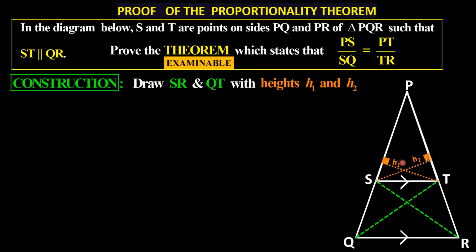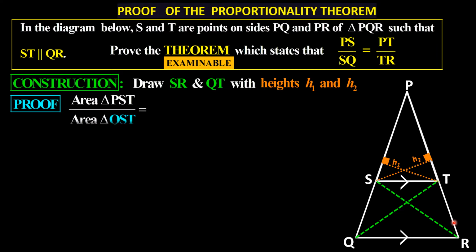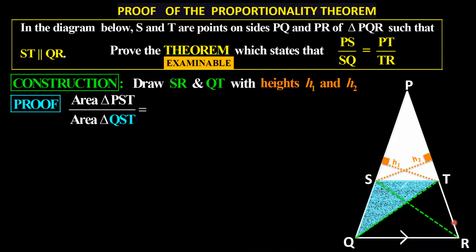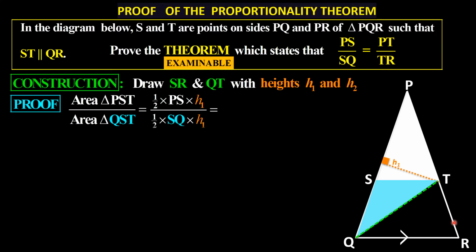Similarly, we put the height in for the other. This is the height of PST and STR. Now, this proof requires the use of the area rule of a triangle. So we take the area of triangle PST over the area of QST, the white and the blue triangle. Area of a triangle is half base times height, so the PST's base is PS, and the base of the QST is SQ.